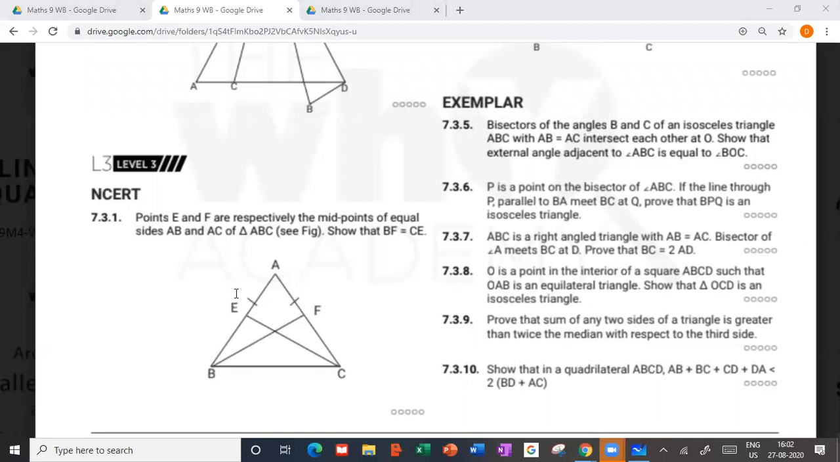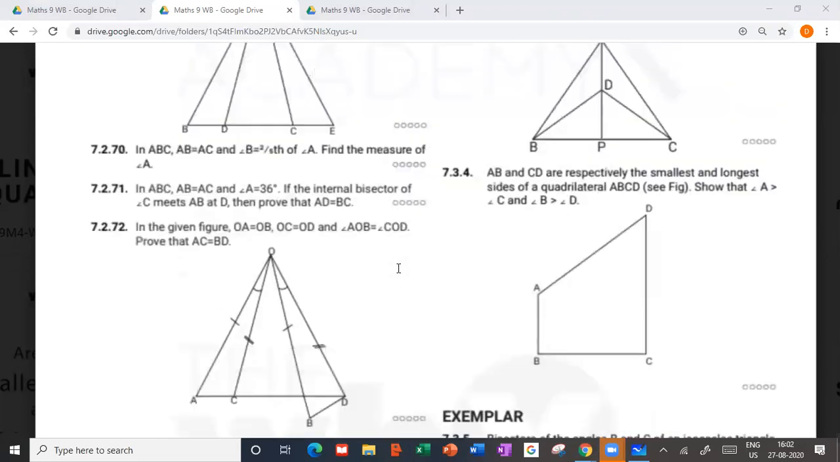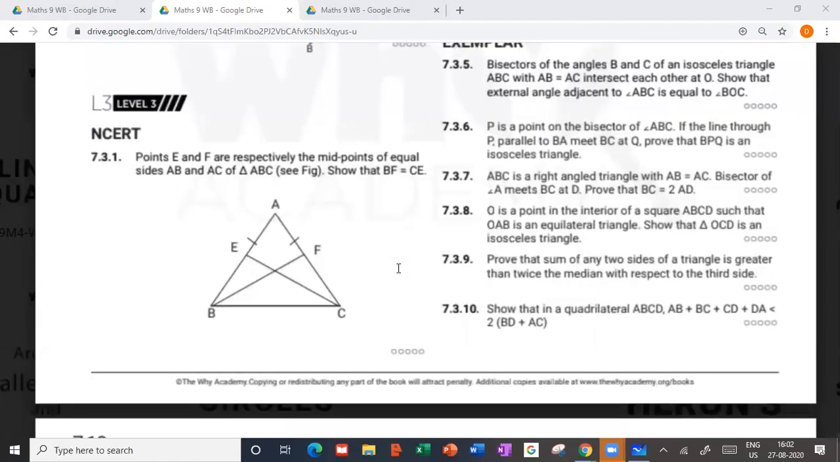Okay, the first one. Points E and F are the midpoints of equal sides AB and AC of triangle ABC. Show that BF is equal to CE. Ma'am, can I solve this one? It's easy. Yes, Raghav, tell me. No, it's fine. If it's easy, I'm fine. I was just excited. Yeah, you can tell. I won't solve it. It's good, I'm happy to get answers from you.